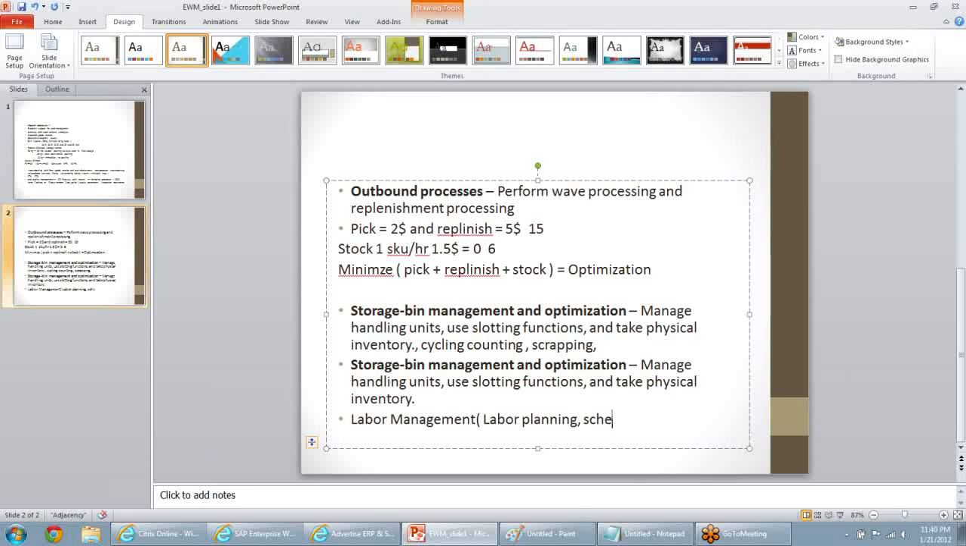So in labor management, I should have labor planning and labor scheduling also. What is scheduling, and what is the difference between scheduling and planning? There is a difference actually. In labor management, you have two things: one is labor planning and another is labor scheduling. Suppose, let's take this example, you are a warehouse manager. Assuming you have contract labor, what will you be doing in the morning?